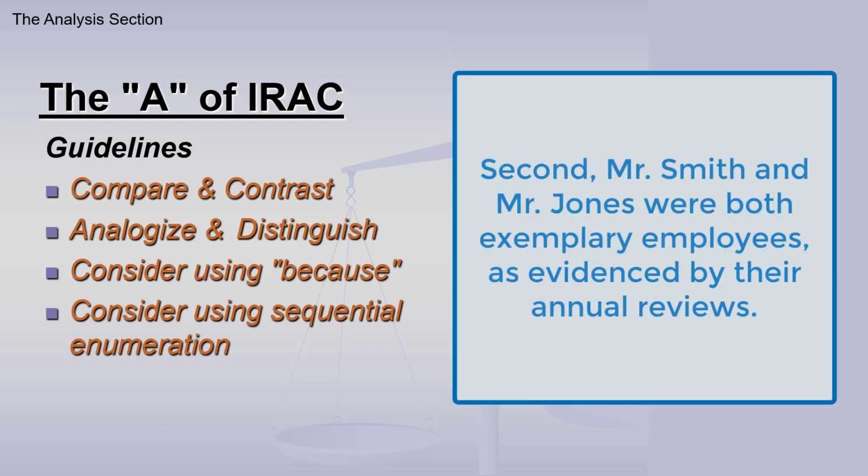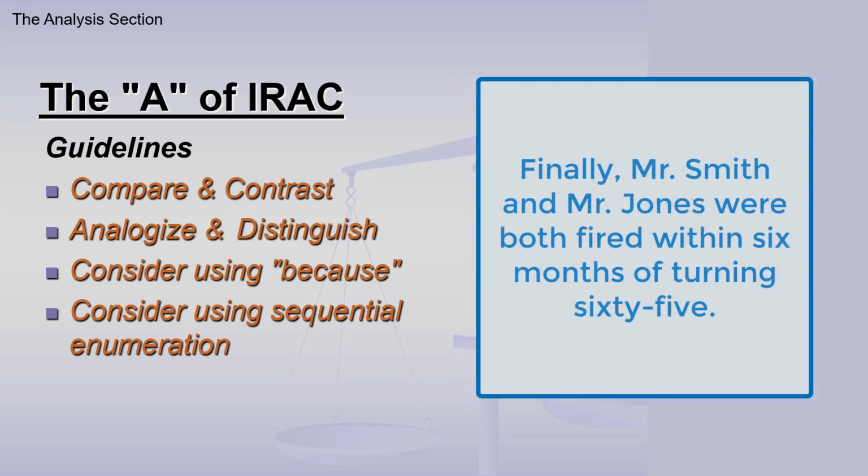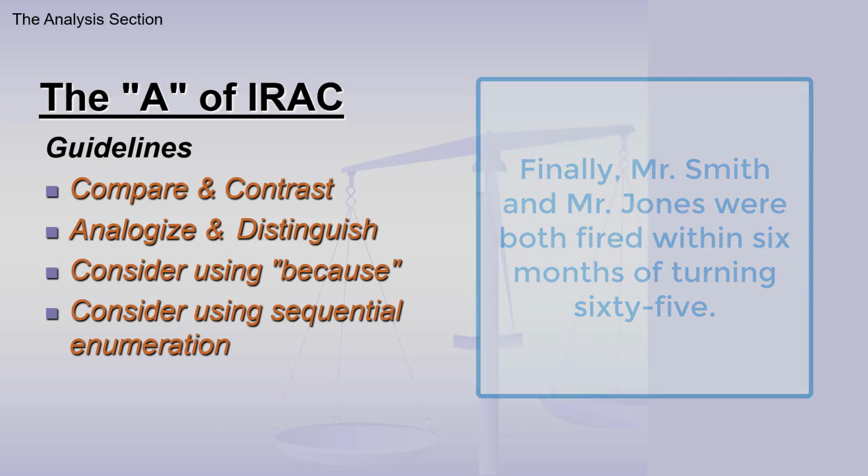Second, Mr. Smith and Mr. Jones were both exemplary employees, as evidenced by their annual reviews. Finally, Mr. Smith and Mr. Jones were both fired within 6 months of turning 65.